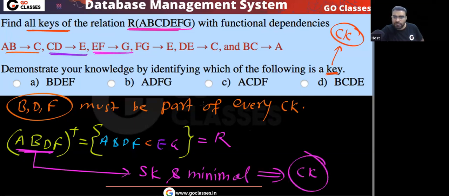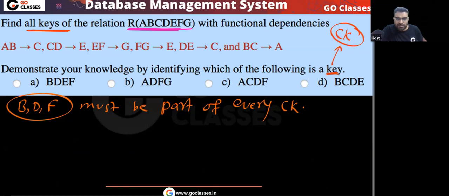So these are candidate keys. Yes or no? These are super keys and they are minimal. And because they are minimal, this is a candidate key. So ABDF is there. What else? Let me know.